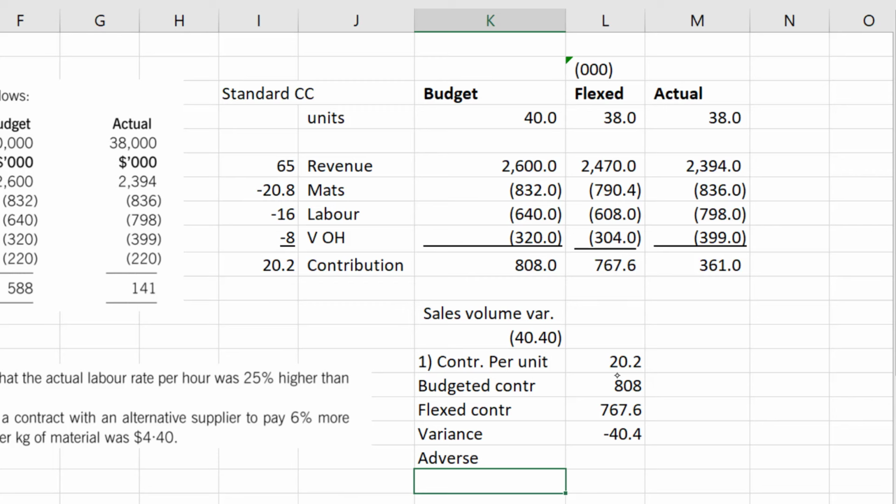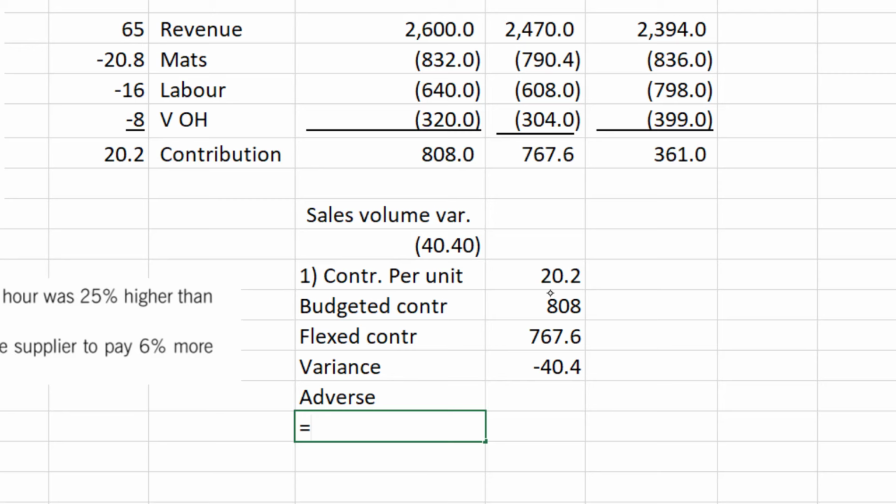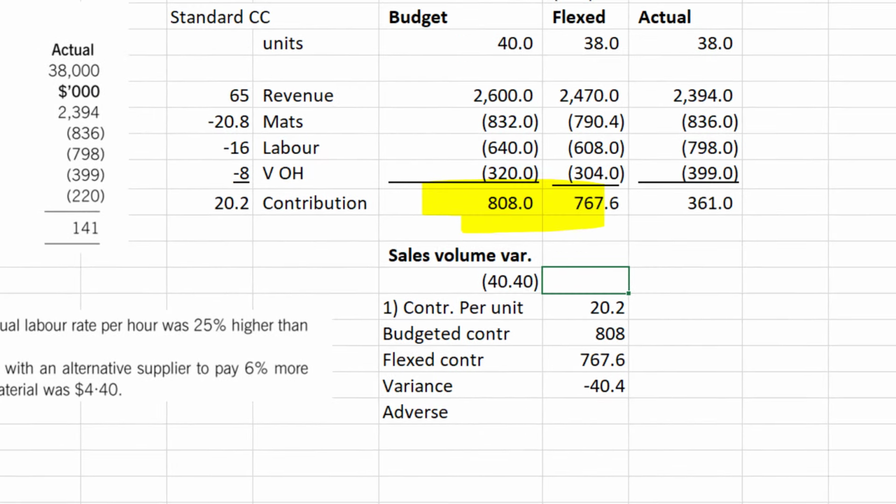Now, you can use algebra to slice it and dice it any way you want, or arithmetic. So the way the book often says we're going to do the change in units, we can also do that. 38 minus 40, the change in units times the standard contribution per unit. And we can get the same number that way. Okay? Team, that is the sales volume variance right here. And that is the only time we come to the original budget in this exercise.